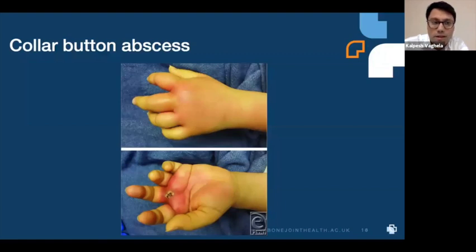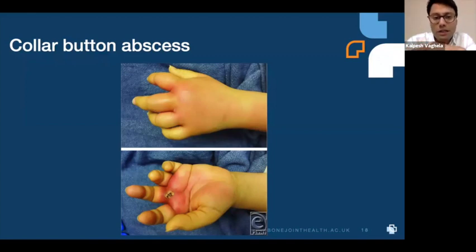Collar button abscesses are also a relatively common abscess formation. The people I've seen with this are once again gardeners or people that lift a lot of weights, where they've got calluses just between their web spaces and their metacarpal heads. They get an inoculation between the web spaces, and then you can see on the bottom image they get an abscess formation. There's nowhere for the pus to go because it's quite a tight compartment, so it goes back towards the dorsum of the hand and collects at the back of the hand.